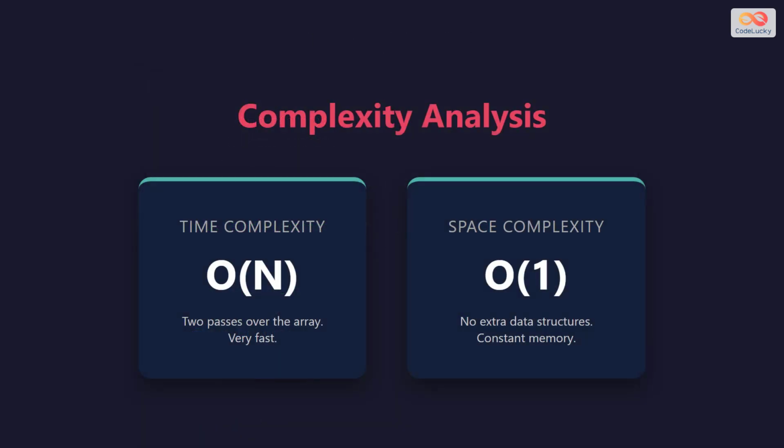This solution is highly efficient. It runs in linear time because we only pass through the array twice. More importantly, it uses constant space complexity, meaning the memory usage does not grow with the size of the input. This is the optimal solution.